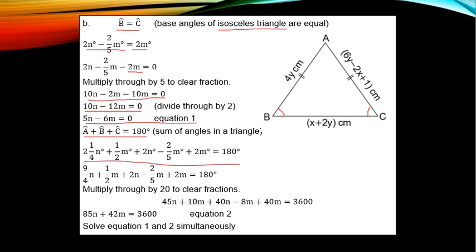So first, let's convert that mixed fraction to an improper fraction. So you have 9/4 m plus 1/2 m plus 2m minus 2/5 m plus 2m equal to 180. Multiply through by 20 to clear the fractions. 20 is the LCM of 4, 2, and 5.